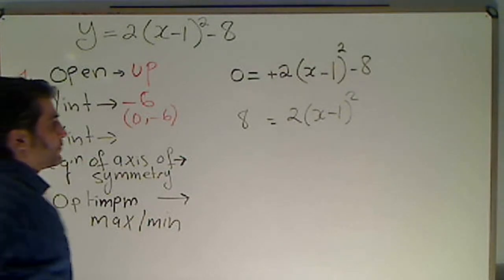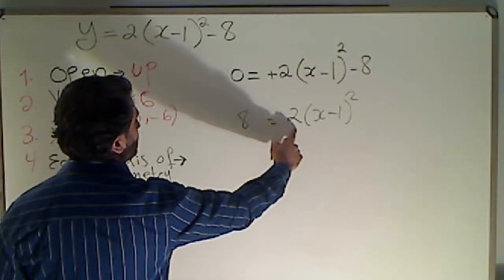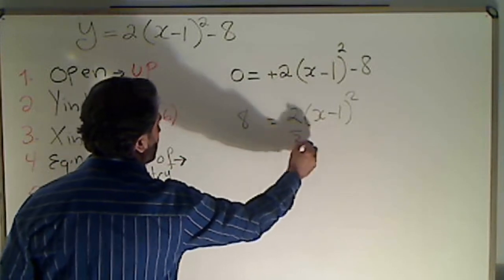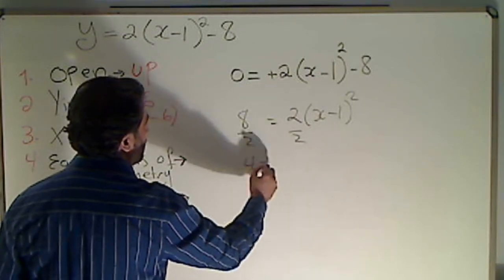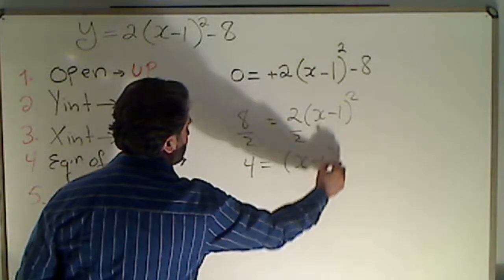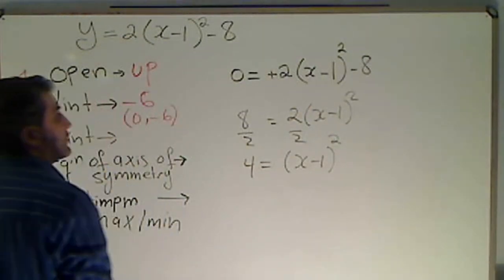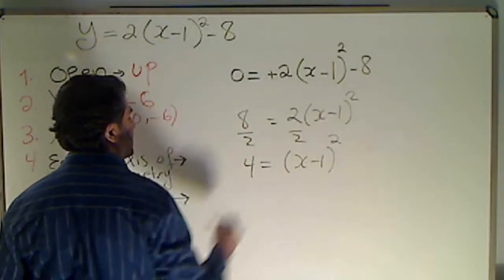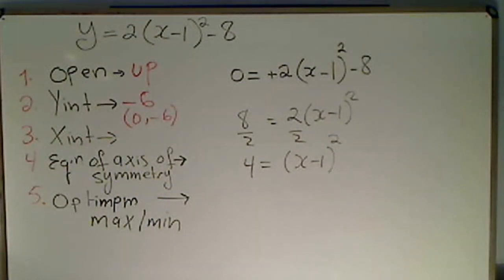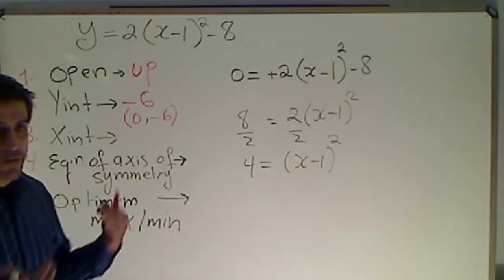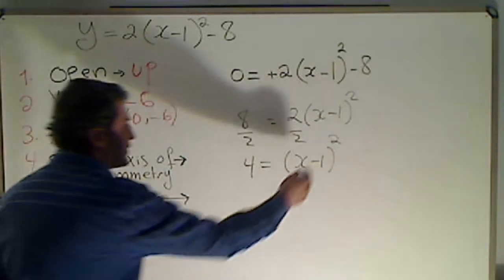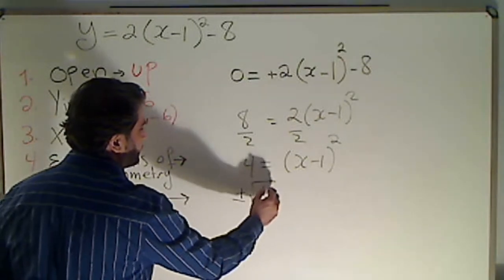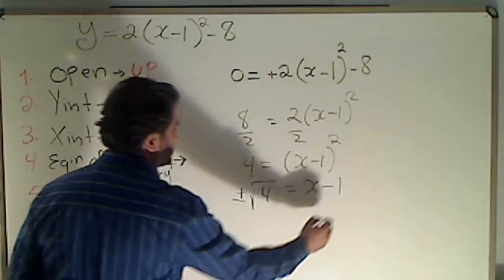Then our next step must be to get rid of the coefficient of the bracket, which in this case is 2. So we divide both sides by 2. So we now have 4 equals, bracket open, x minus 1, to the power of 2. Now, our third step would be to get rid of the square. How do we do that? The opposite of squaring is square root. So remember that. To get rid of this, we take the square root of both sides. So we have plus or minus square root of 4 equals x minus 1.